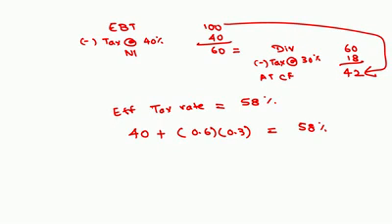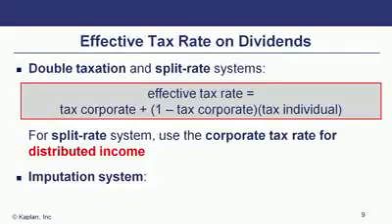You are expected, again, to be able to compute the effective tax rate. All right. So coming back to the split rate systems, the formula for split rate is the same as the formula for double taxation. However, for the corporate tax, we're going to call it the corporate tax for distributed income.